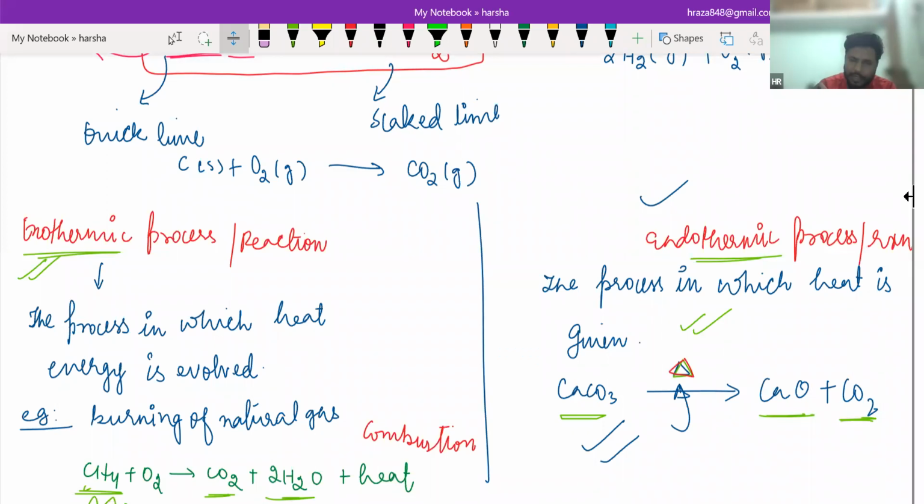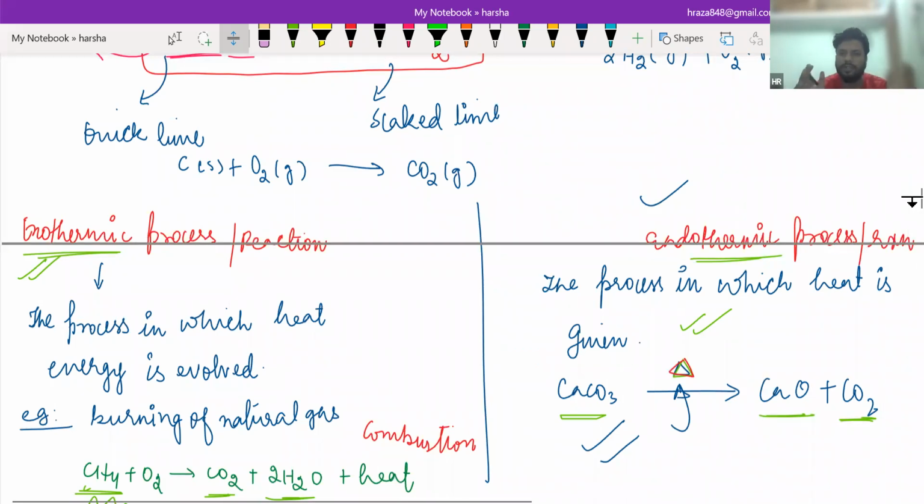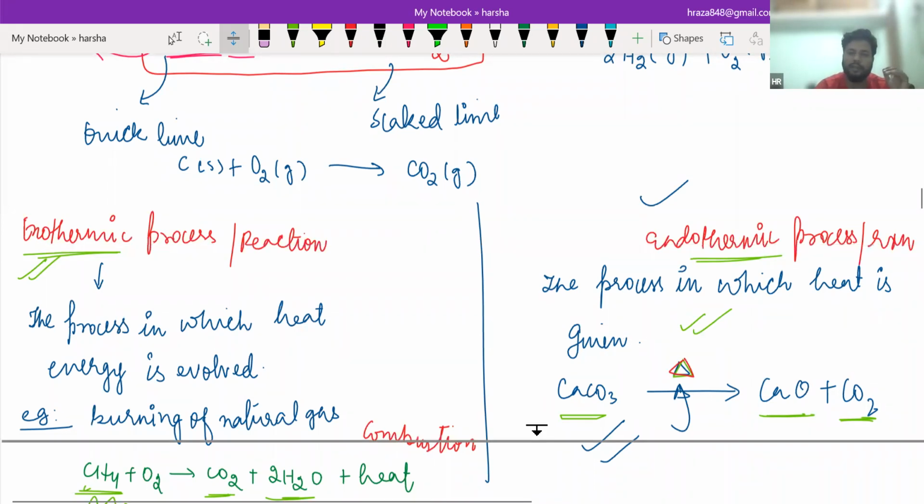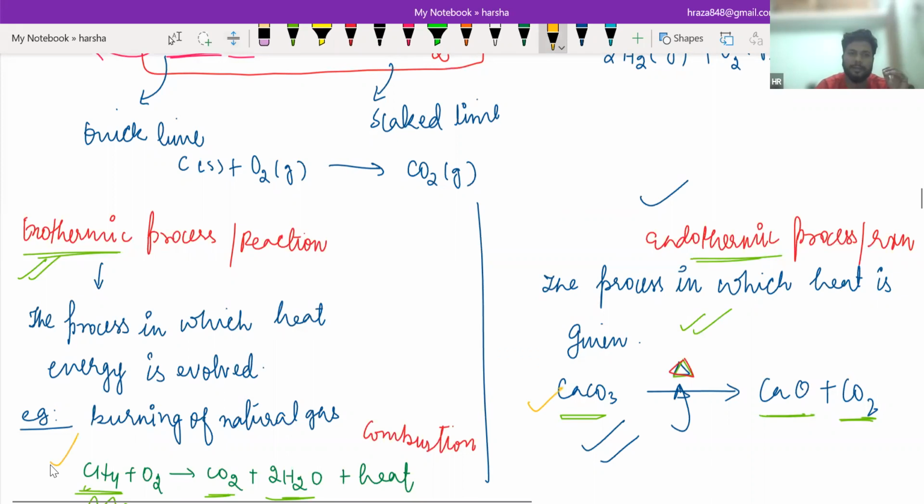It can be combination, it can be decomposition, it can be anything. Exothermic process means whenever a product is formed, heat is released, that is called exothermic process. Now if you are going for endothermic process, that means the process which requires heat. If that process is going to take place, you need to give some heat energy. That process is called endothermic process, and I have given some examples of this.